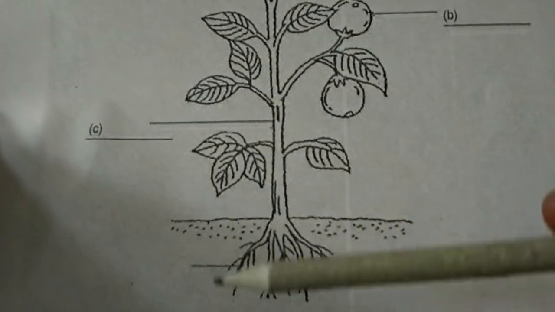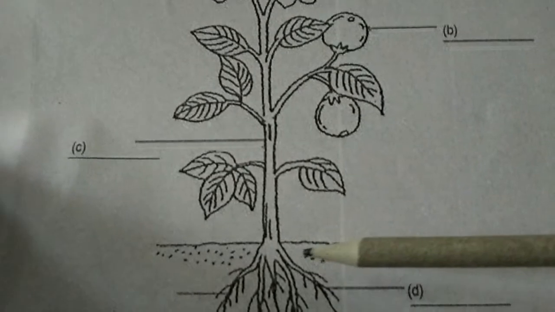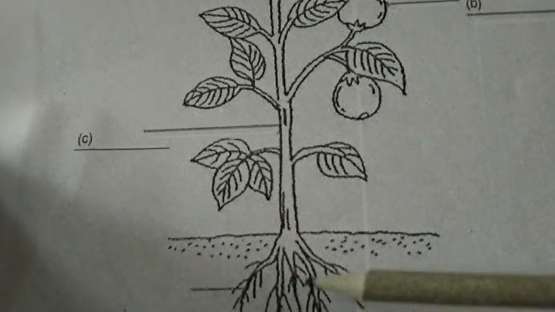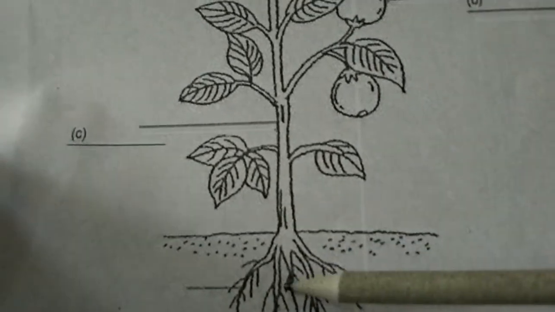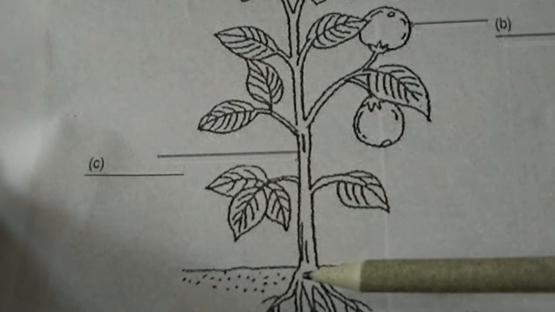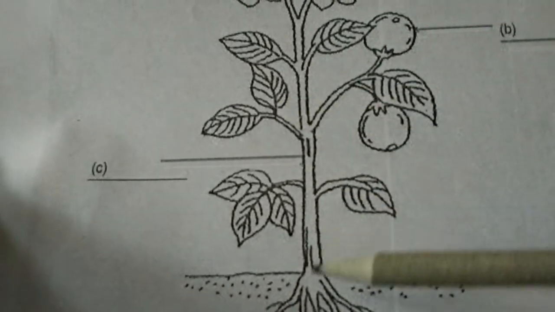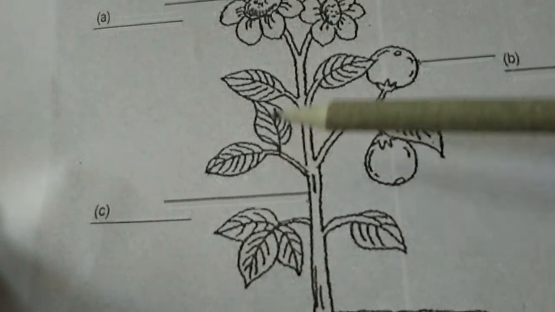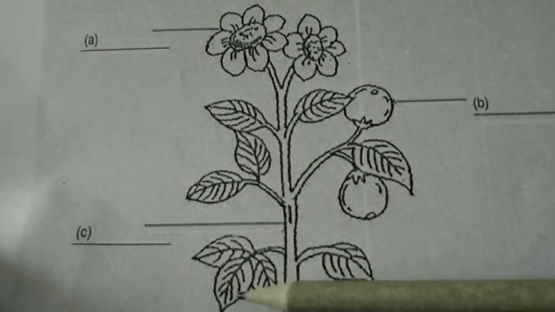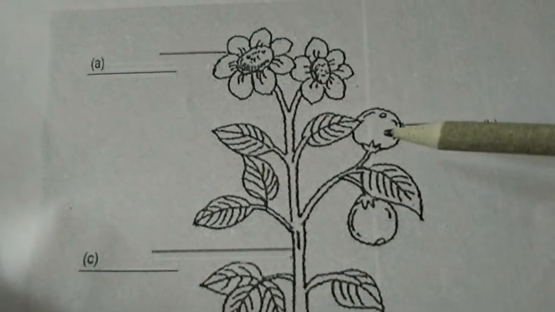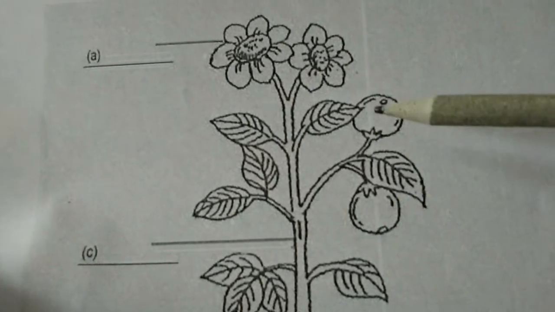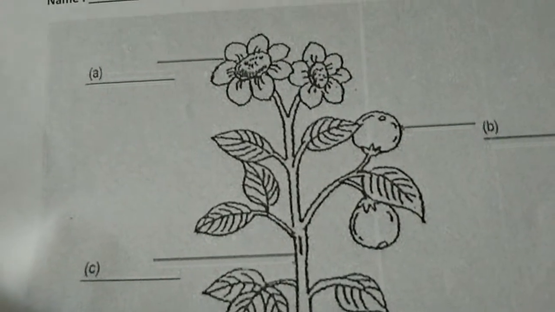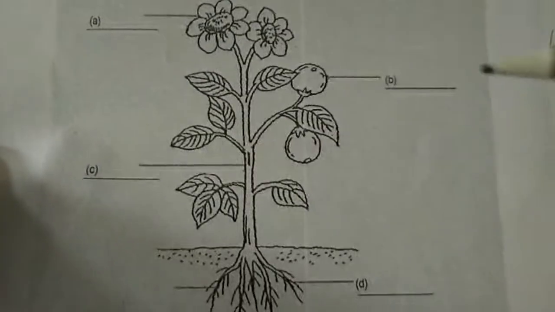See, down is what? Down is the roots, and roots always grow below the ground. Above the ground we can see the stem. This is called a stem. Then we can see the numbers of leaves. These are called the leaves. Then we can see the fruit. It is called a fruit. Next we can see the flowers. So those are called flowers.